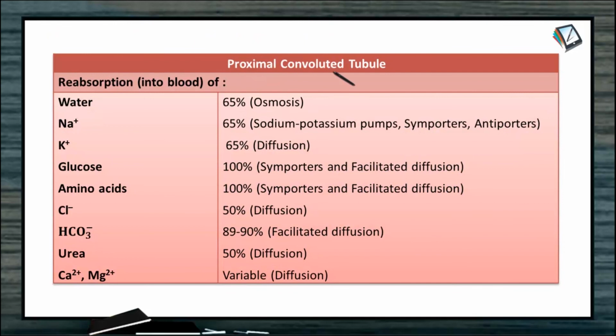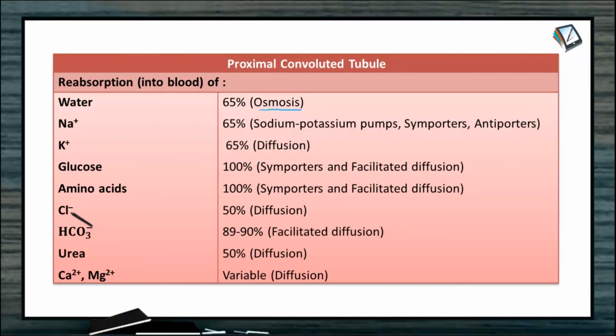Coming to the proximal convoluted tubule. In the proximal convoluted tubule, the reabsorption of substances into blood are: water, which is 65% absorbed by a process known as osmosis. Sodium ions are absorbed 65% by sodium-potassium pumps through symporters and antiporters. Potassium ions are absorbed 65% by diffusion. Glucose and amino acids are absorbed completely, that is 100%, by the symporters and facilitated diffusion.